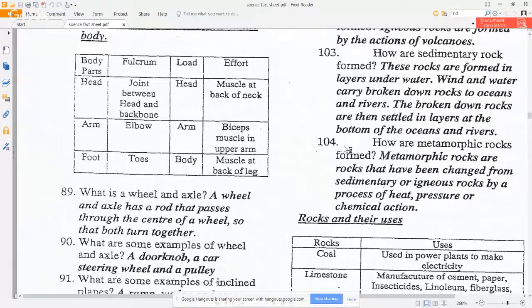Number 104. How are metamorphic rocks formed? Metamorphic rocks are rocks that have been changed from sedimentary or igneous rocks by a process of heat, pressure, or chemical action. Rocks and their uses now.